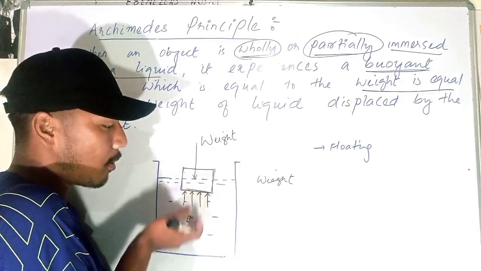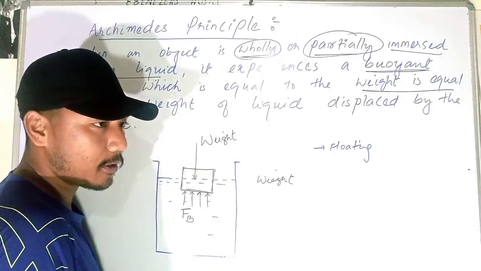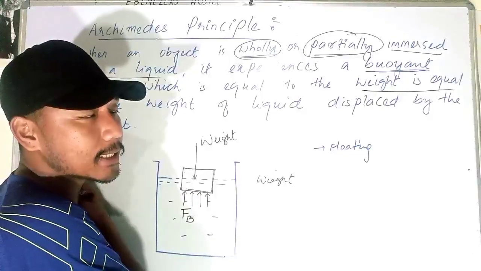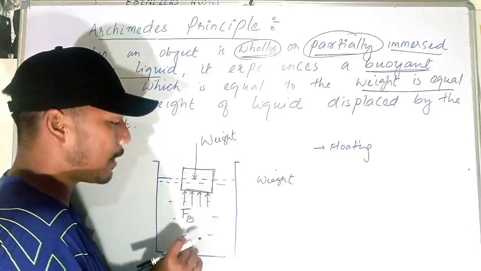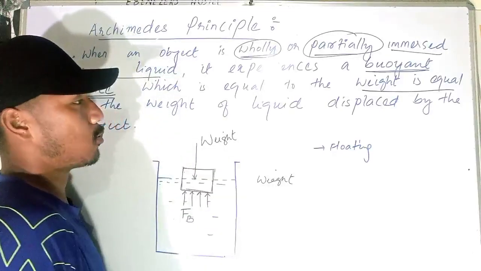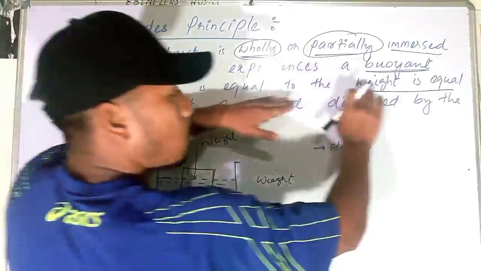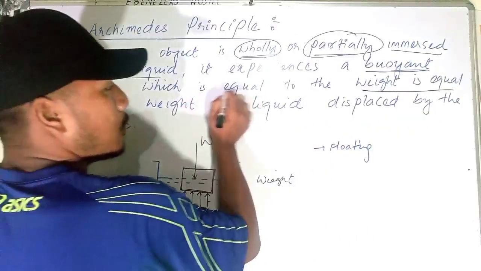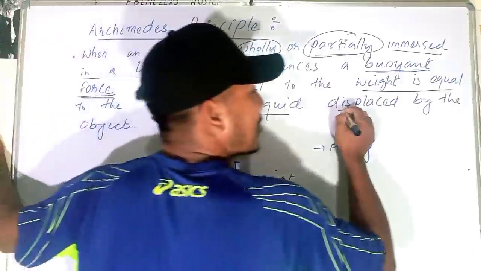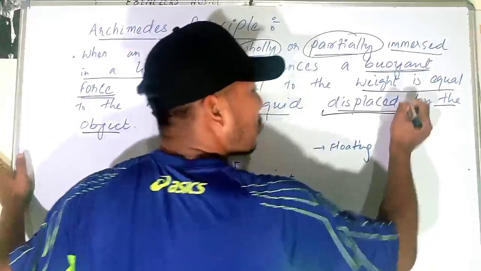But if the weight of the object is less than the buoyant force, the object is going to float on the surface of the water. But if the weight of the object is more than the buoyant force, that means the object is going to sink into the water. So the buoyant force is equal to the weight of the liquid displaced by the object. Do you know what is displaced by the object?